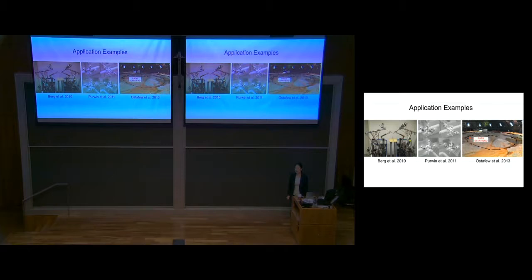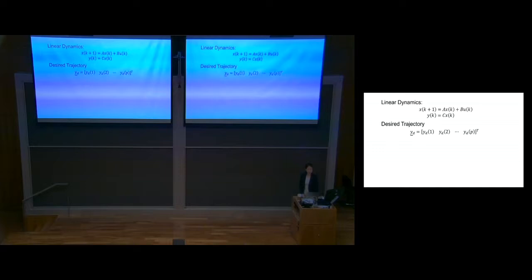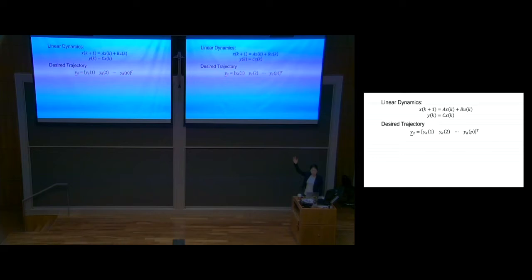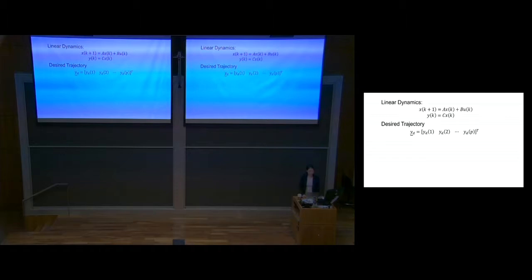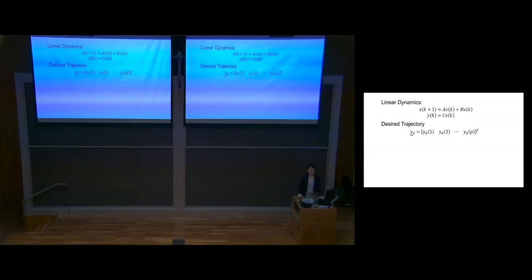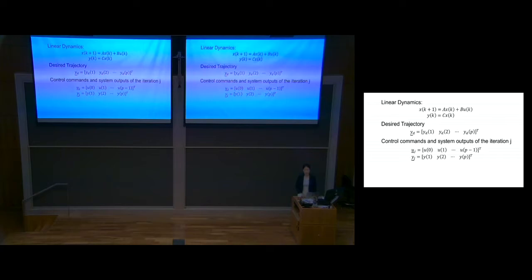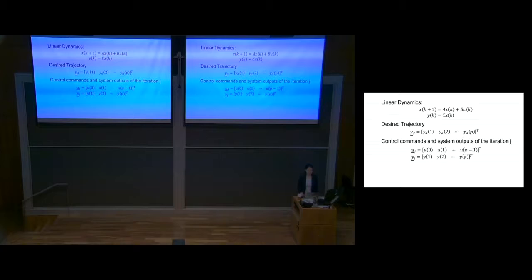Why does ILC not require an accurate model? Let's take a look at the equations. Here's the linear dynamics, the state-based model, and we have control input, the actions, as u_k, and the outputs are y_k. If we want to follow a finite time desired trajectory y_d, which has p time steps, we could write control commands and the system outputs of the entire trajectory for iteration j as u_j and y_j.